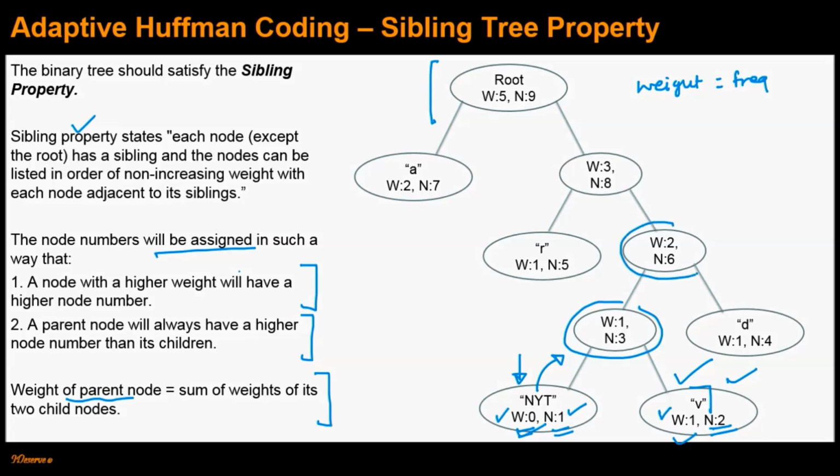The weight for this node is 2, which is equal to the weight of this node, which is 1, and the weight of the node which represents symbol D. So very similar to the original Huffman coding algorithm, the weight of a parent node is equal to the sum of weights of its two child nodes. Please note that these two rules are enforced to make sure that the created binary tree satisfies the sibling property. The first rule is that a node with higher weight should have a higher node number, and the second rule is that a parent node should always have a higher node number than its children.